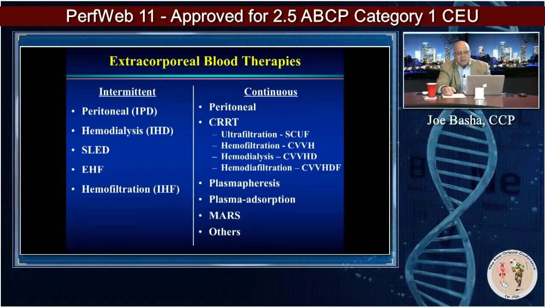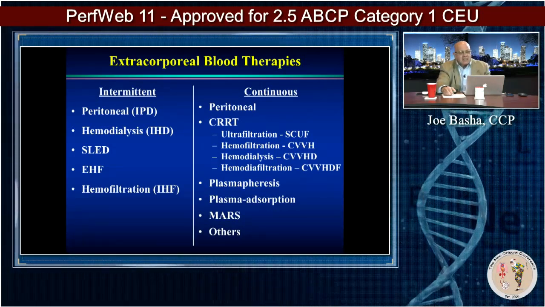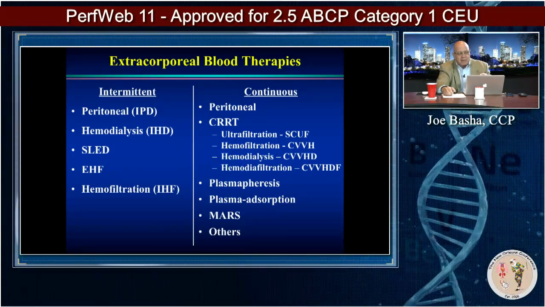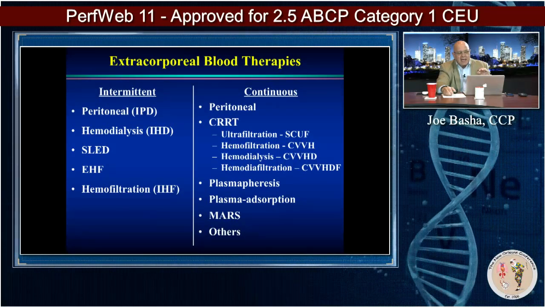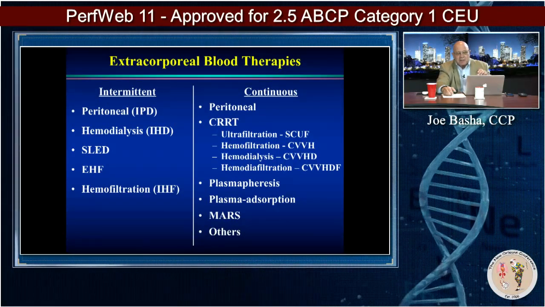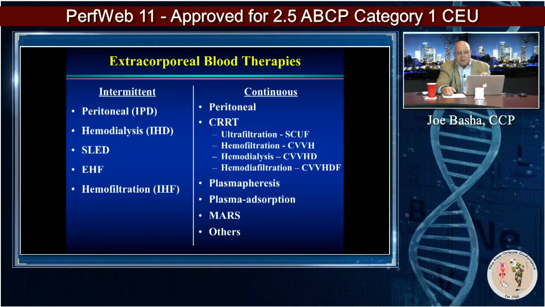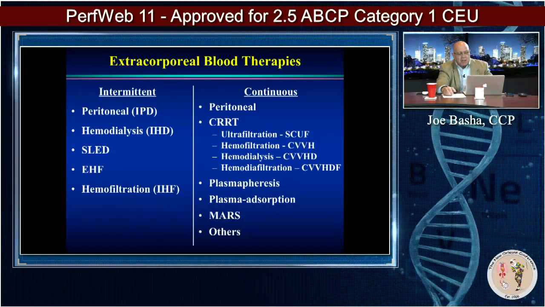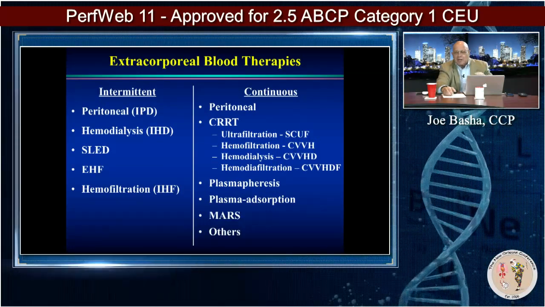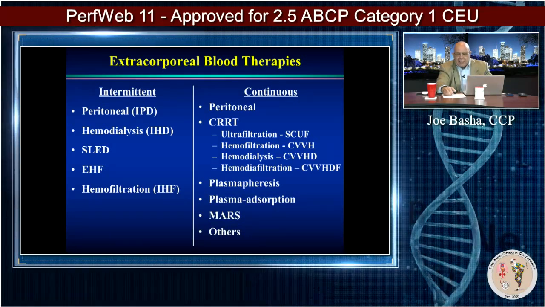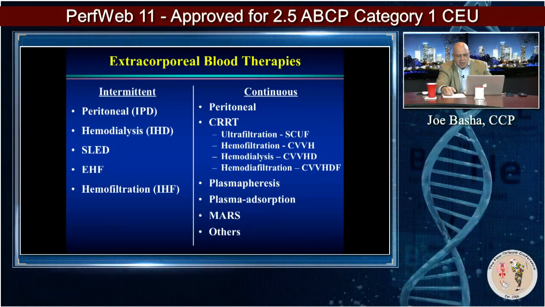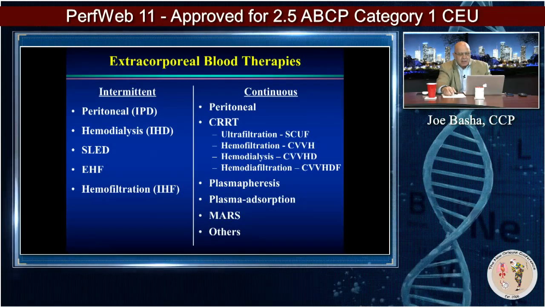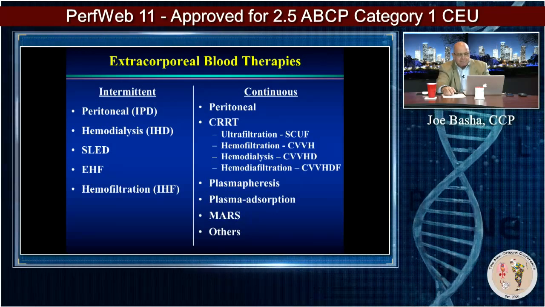And on the continuous side, you have peritoneal dialysis, which I don't know why that's on there. It really shouldn't be. But CRRT, ultrafiltration, hemodialysis, and with CVVHD, which is continuous veno-venous hemodialysis, and hemodiafiltration, CVVHDF. And we're not going to really spend much time talking about plasma absorption and MARS and stuff like that, which is more for liver and other inflammatory mediators. But we're going to talk a little bit more about specifically these things here in this section. That's what we're really here to talk about today.